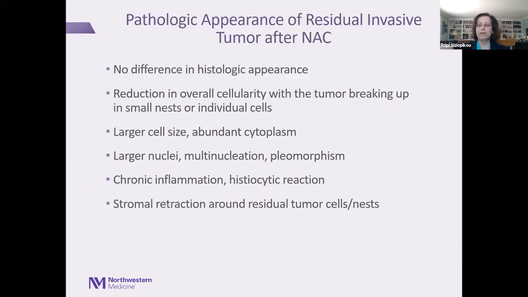The pathologic appearance of the residual tumor after neoadjuvant chemotherapy is variable. Sometimes there is no difference in the histologic appearance between the original tumor before therapy and after therapy. However, more often than not, we see reduction in overall cellularity with the tumor breaking up in small nests or individual cells. The cells have larger size, abundant cytoplasm, larger nuclei, multinucleation, pleomorphism. Also, chronic inflammation and histiocytic reaction may be seen in the background. Calcifications may be present, and occasionally we see stromal retraction around individual tumor cells or nests.